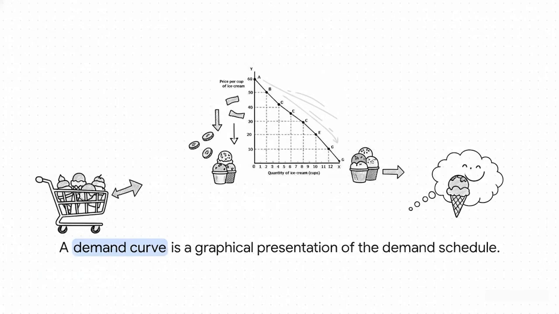And when you plot that data on a graph, you get this classic image. This is the demand curve. See how it slopes downward? That's the law of demand in visual form. As the price, on that vertical line, goes down, the quantity people want, on the horizontal line, goes up.